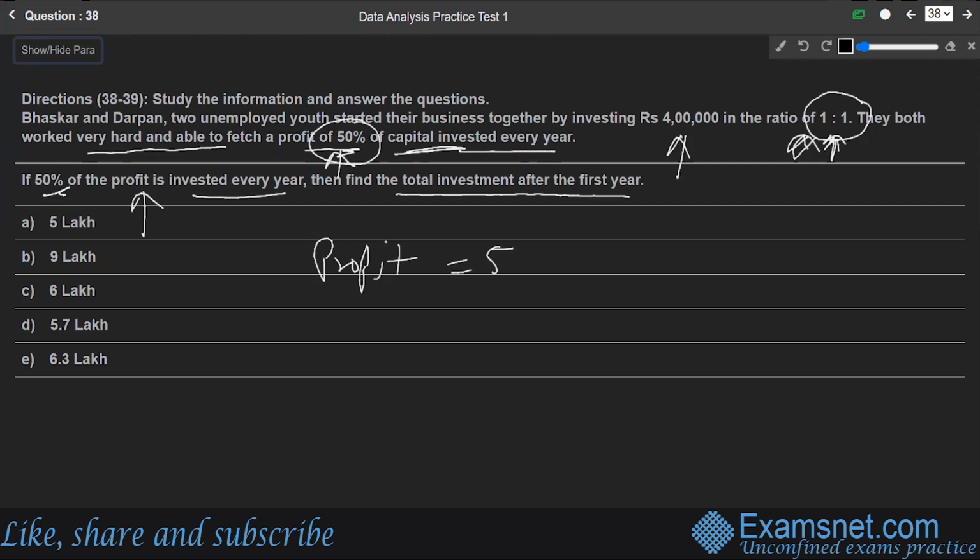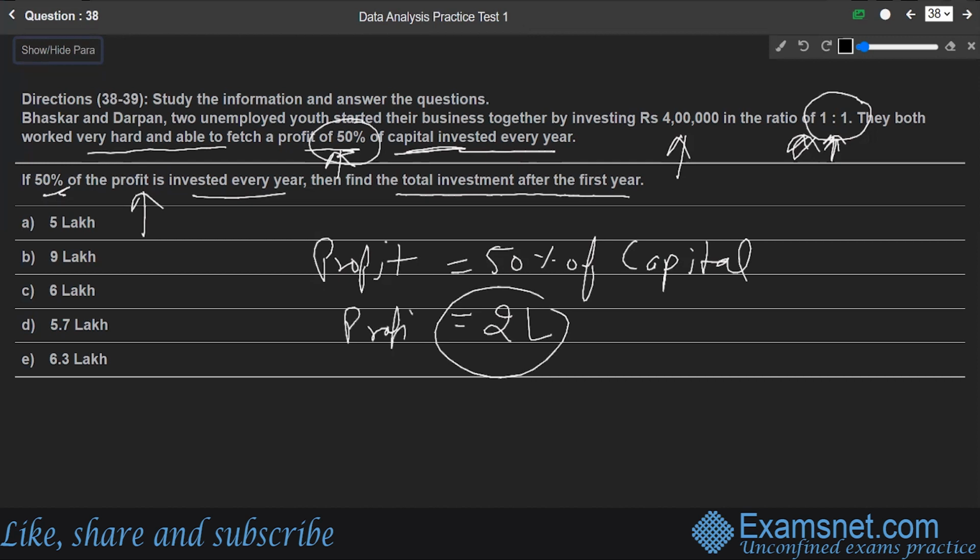So profit is nothing but 50% of the capital, and the capital value is nothing but 4 lakh rupees. So we just have to find 50% of 4 lakh, that is half of 4 lakh, which is simply 2 lakh rupees. So that is the profit earned. 50% of 4 lakh, that is 2 lakh rupees, has been the profit.